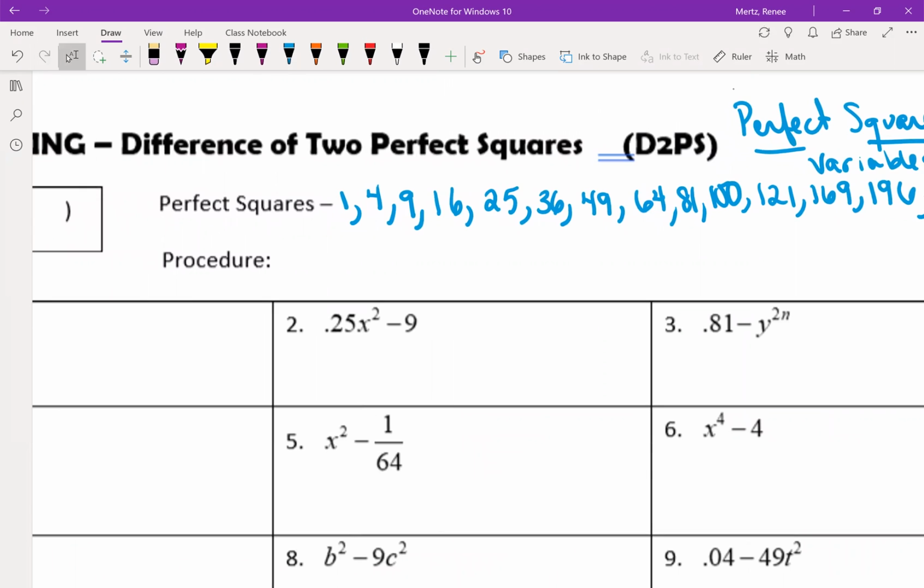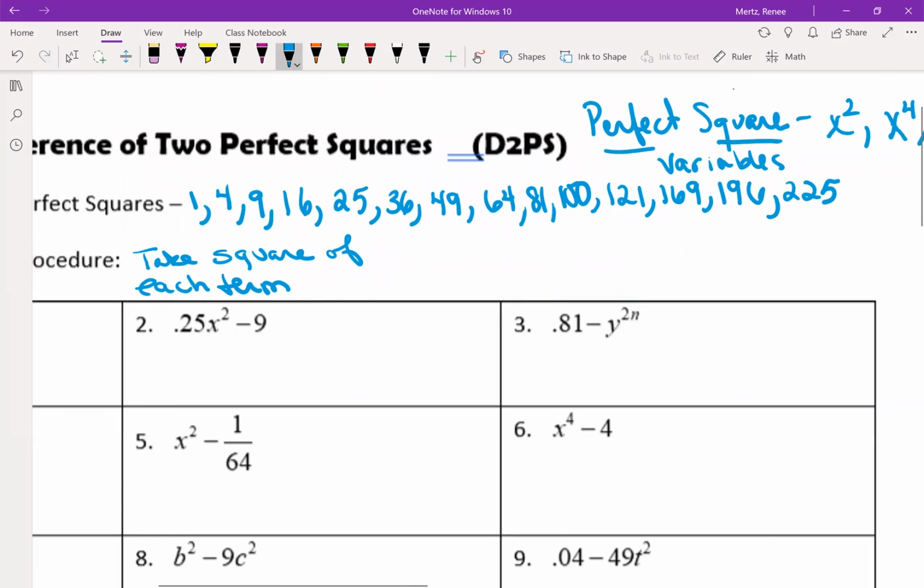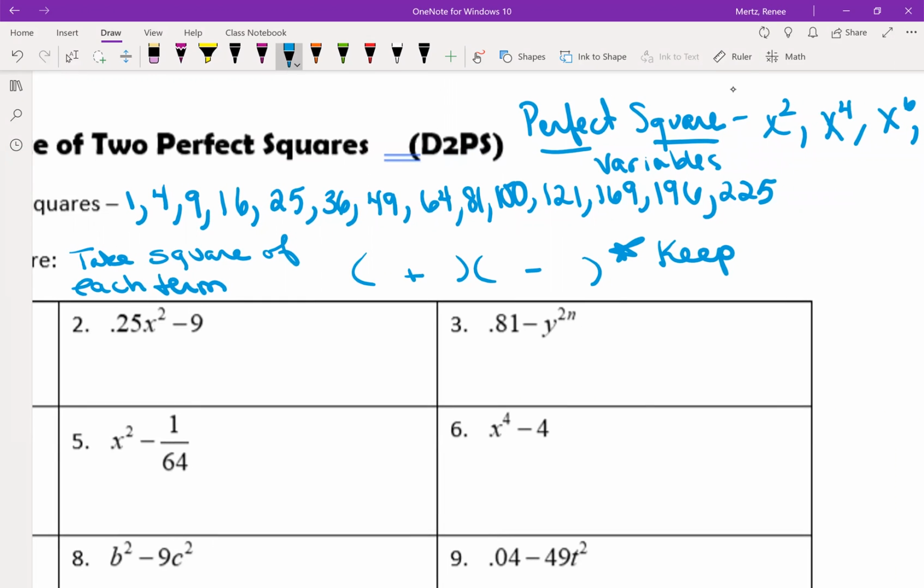Your procedure is pretty simple on this. We're going to take the square root of each term, so the front, the back, then we place them in parentheses. One is going to be a plus, one is going to be a minus. So keep the order. If there's a 1 in the front, then the square root of 1 is 1. If there's a 1 in the back, the square root of 1 is 1. So you've got to keep the order the same.